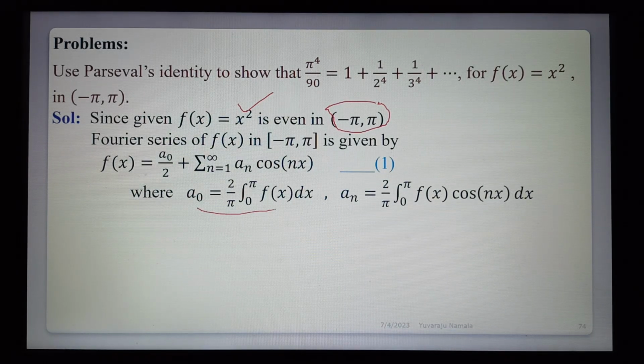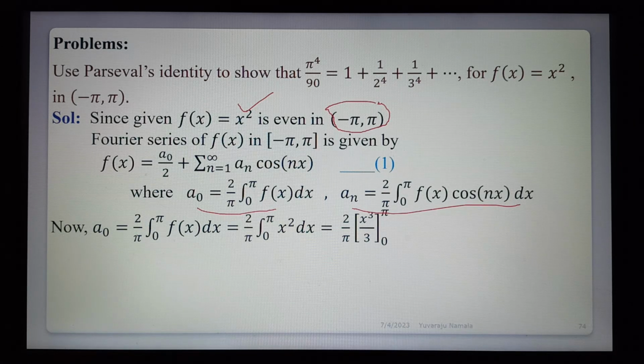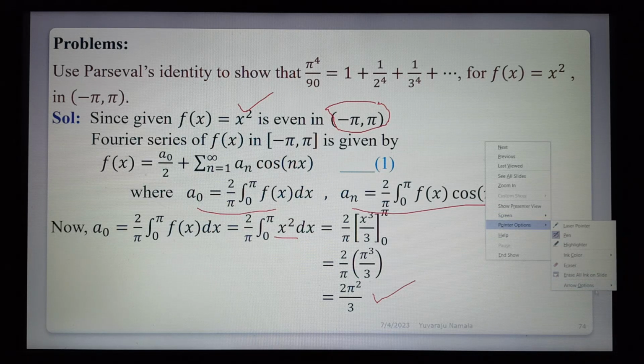a0 is equal to 2 by 5 integration 0 to 5 f of x into dx. That is equal to 2 by 5 integration 0 to pi, where f of x is equal to x square. So that is equal to 2 by 5 into x cube by 3, which gives pi cube by 3, and pi cancels, giving 2 pi square by 3. So this is the a0 value. Next, finding the an value.